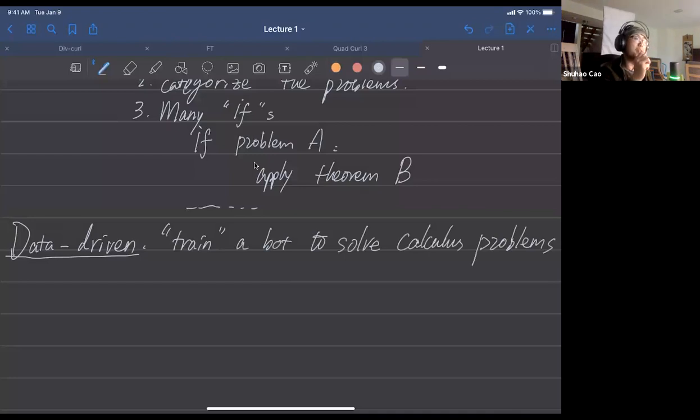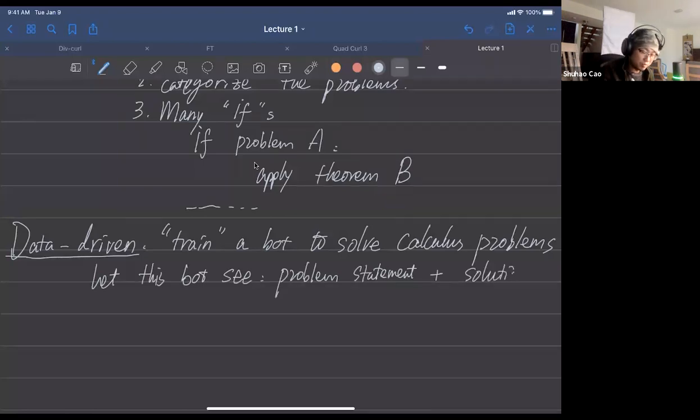If we want to use a data-driven approach, we do not program any theorems or any explicit method into this bot, okay? Instead, we let this bot see only two things. The first one is the problem statement, and the second is the solutions. If this bot has seen enough problems and enough answers, we just hope this bot can come up with an answer whenever it sees a new problem.